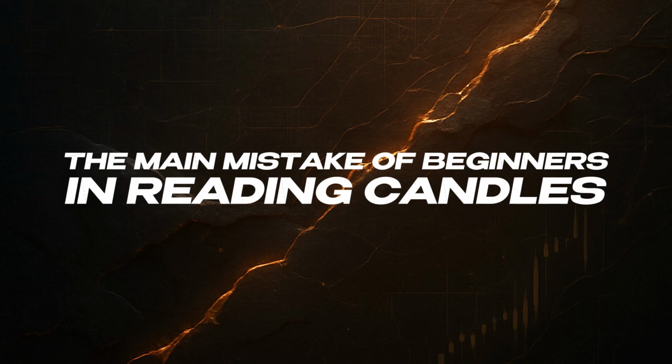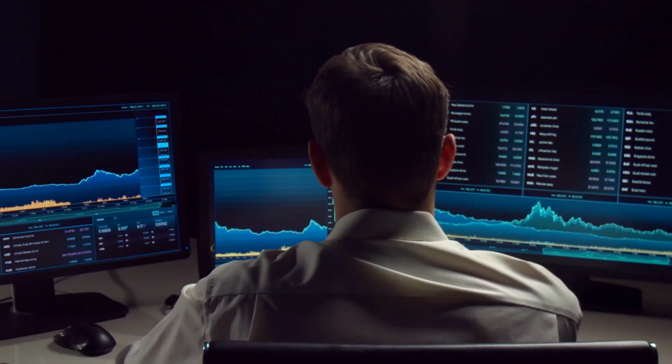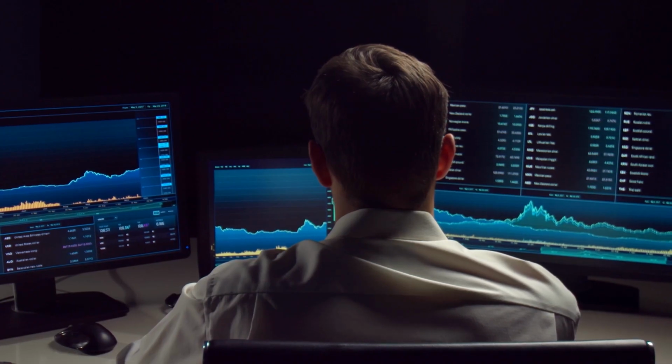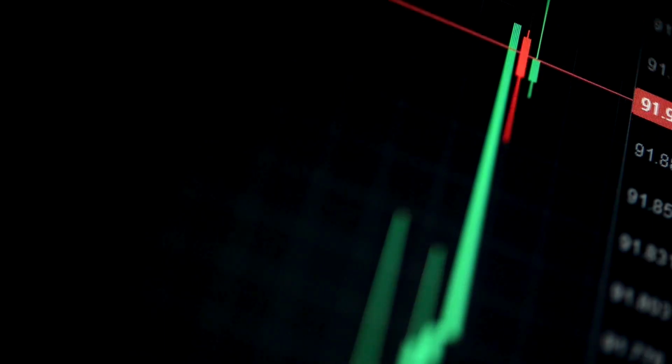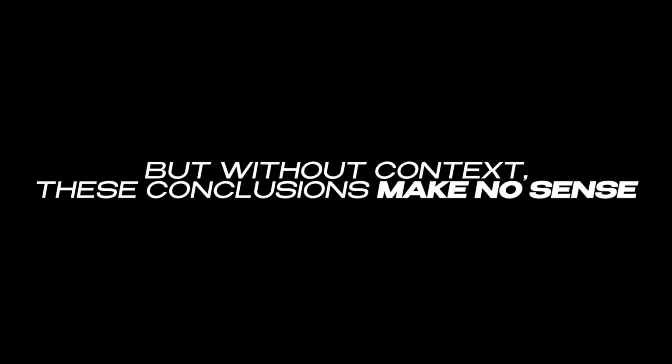The main mistake of beginners in reading candles. The main mistake of beginners is that they try to read candles in isolation. They saw a long shadow and decided it was a reversal. They saw a big candle and decided a trend had started. But without context, these conclusions make no sense.